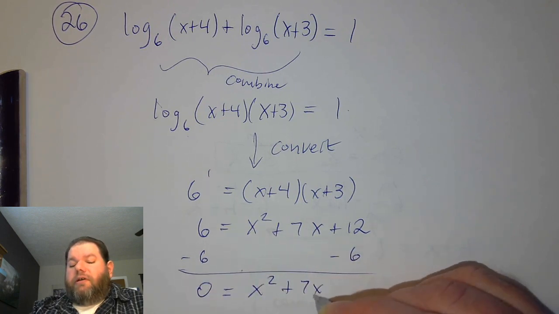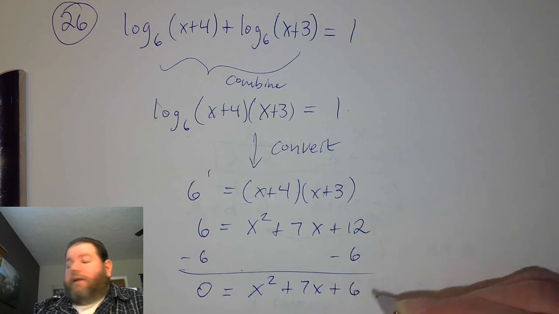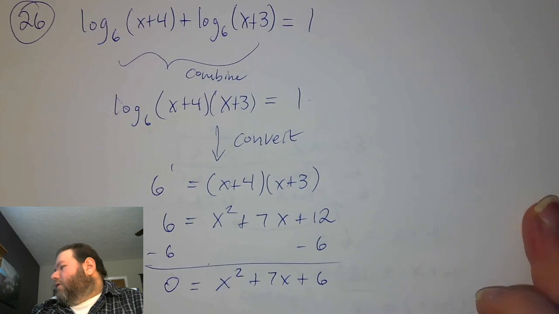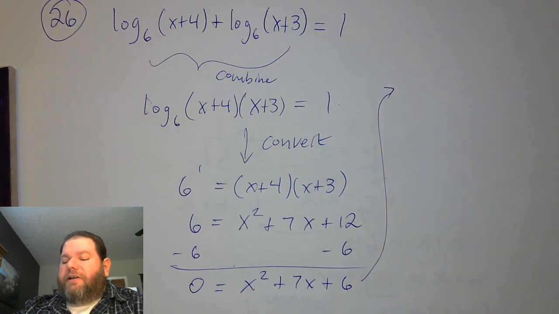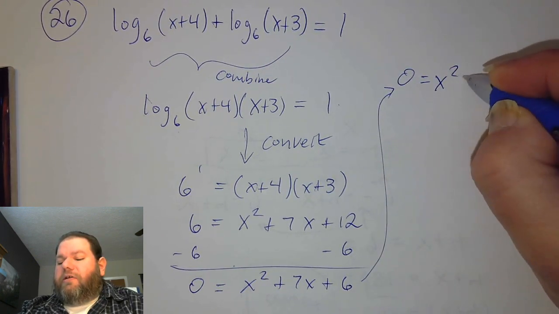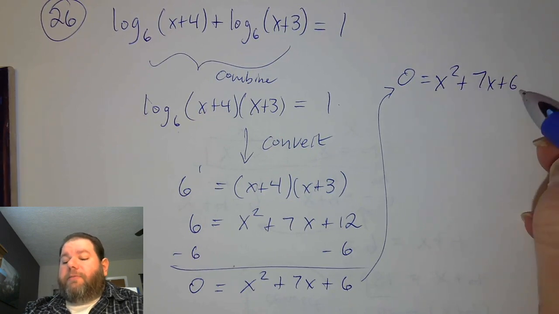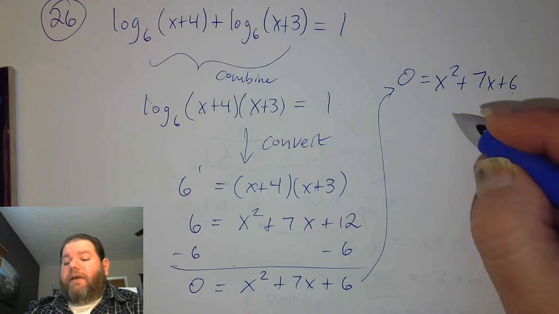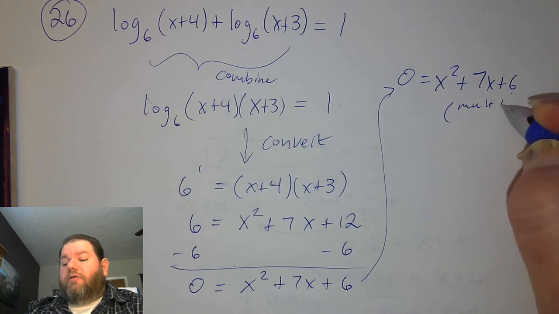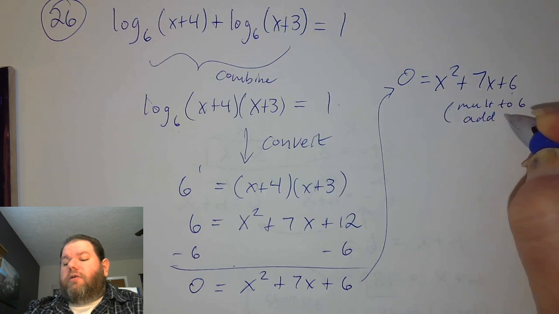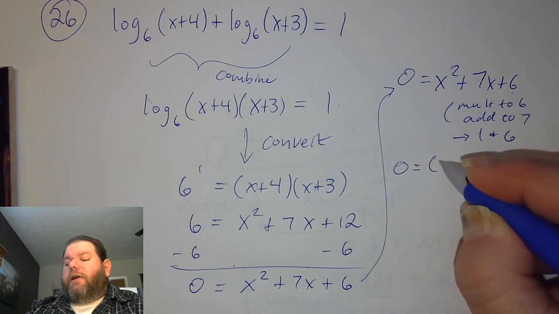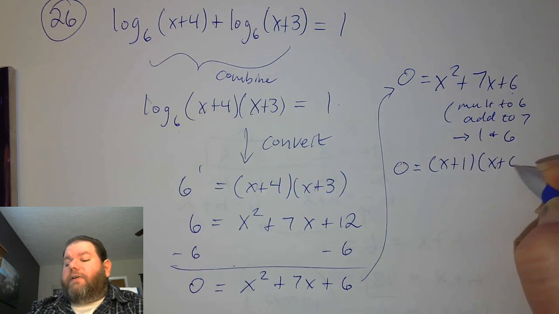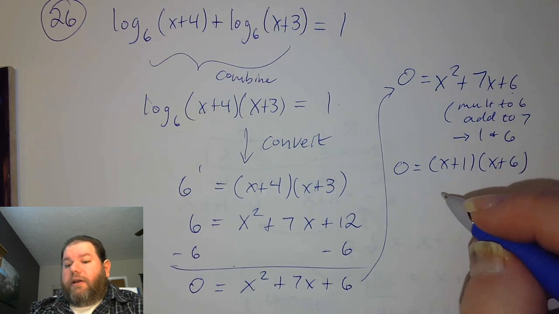Okay. So I subtract our 6, so that is just plus 6 afterwards. Let's bring this up here. So now we need two numbers that multiply to positive 6 and add to positive 7. What two numbers would those be? 1 and 6. Good. So we get x plus 1 and x plus 6. So x equals negative 1 and negative 6. Good.